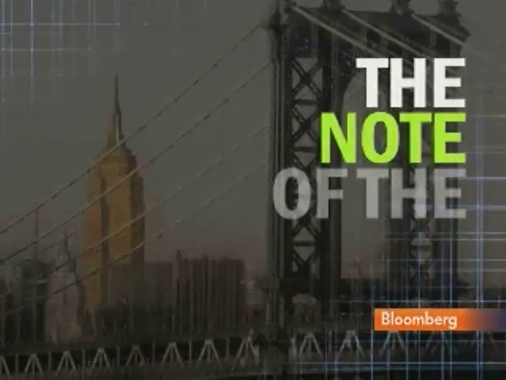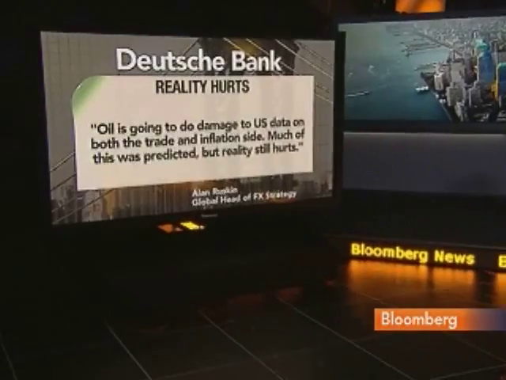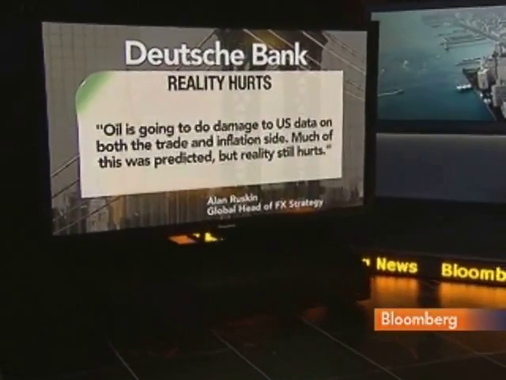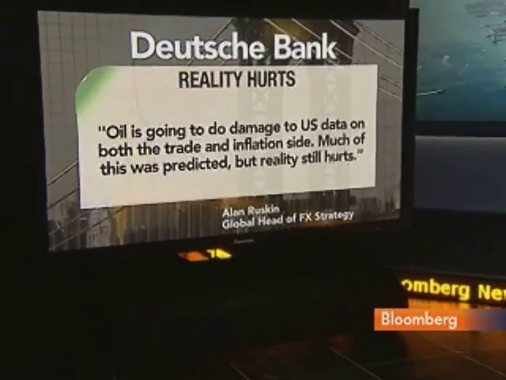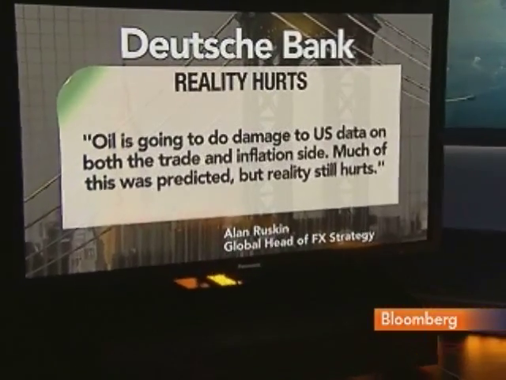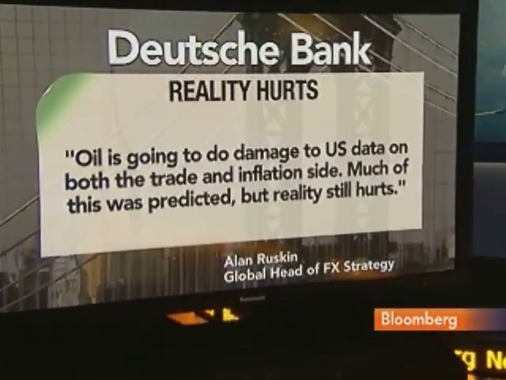Well, let's talk about that further. It's on everybody's mind, including Alan Ruskin's note of the day, and it's real simple from Deutsche Bank and Ruskin: reality hurts. Oil is going to do damage to U.S. data on both trade and inflation. Much of this was predicted, but reality still hurts. Jim Paulsen, when you look at oil and this reality we're in, we saw that in the NFIB statistics this morning. Is that like a one-off? Do we feel better about oil in June or July?